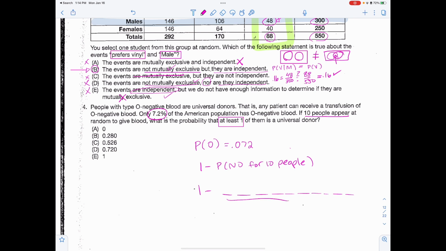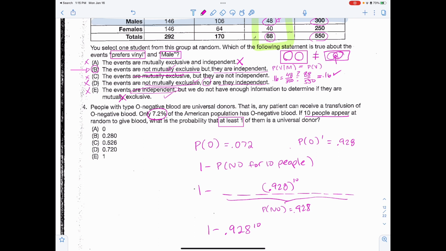And all the probabilities obviously are the probability for no donor. And that's going to be, each one is going to be 1 minus 0.072. Okay, so the probability of the opposite of that is going to be 0.928. So this is just going to be 0.928 to the 10th power. So we have 1 minus 0.928 to the 10th power. So let's go ahead and do that. I'm just doing it on my calculator.